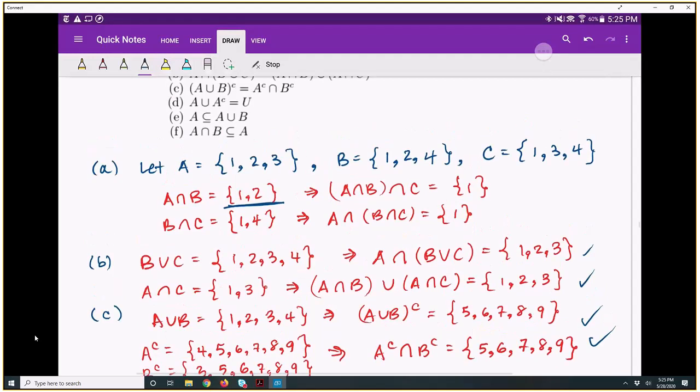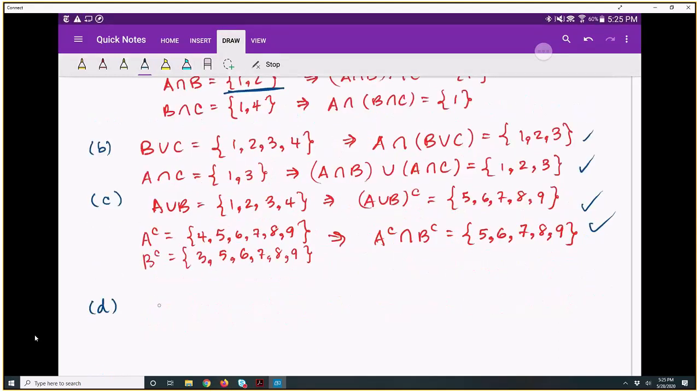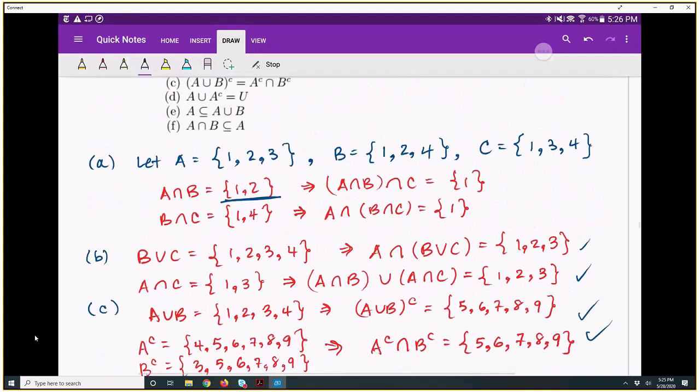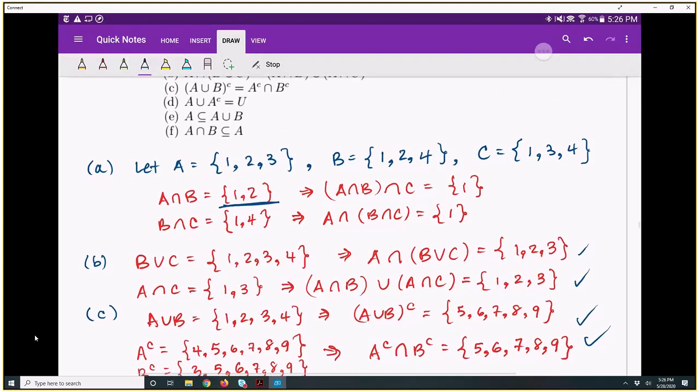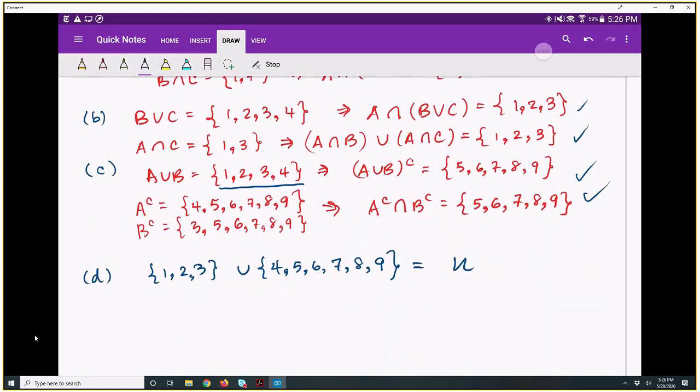Then we have A union A complement equals the universe. Well, A is 1, 2, 3, so that's 1, 2, 3 union its complement, 4, 5, 6, 7, 8, and 9. And that is certainly equal to all of U. Then A is a subset of A union B. Well, A union B we know is 1, 2, 3, 4, and A is 1, 2, 3, so it's definitely true that 1, 2, 3 is a subset of 1, 2, 3, 4.